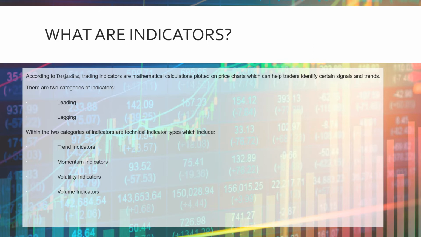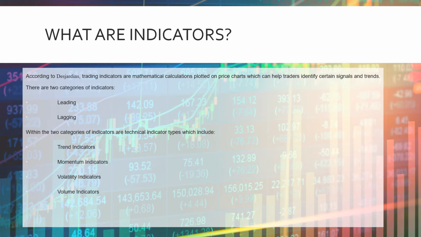Within the two categories of indicators are technical indicator types, which include trend indicators. They measure the direction and strength of trends. This is done by using the average price. Prices above the average are called a bullish trend, while prices below the average are called a bearish trend.